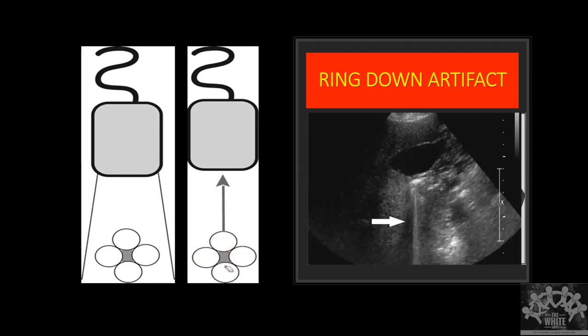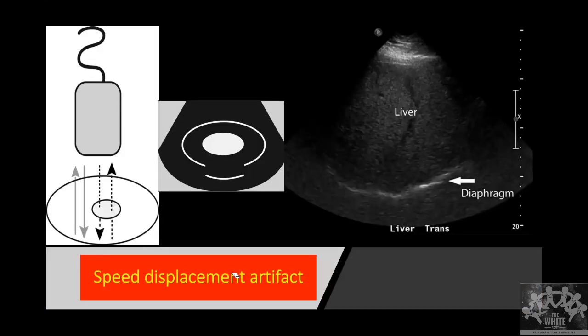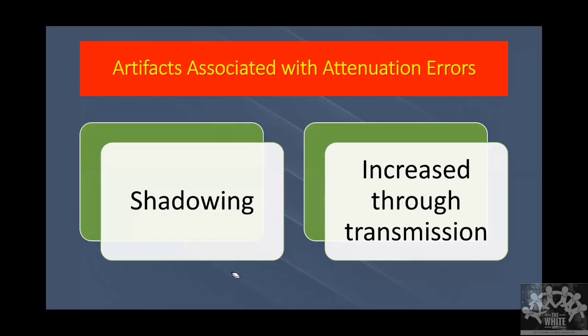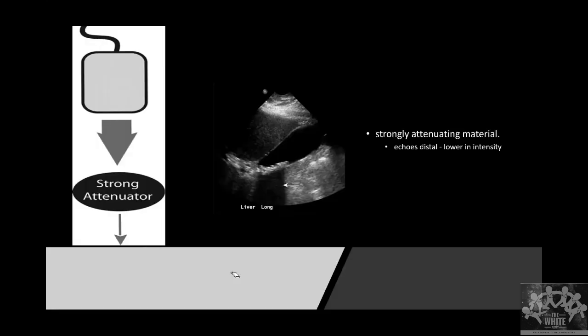So this is about the ring down artifact. It's not required. These are the two things we need to know, which I already taught you: increased through transmission and shadow. Whenever there is a stone, see now what is this structure?